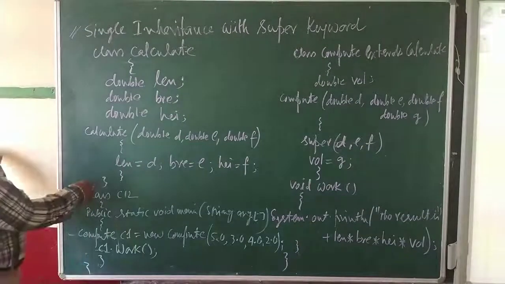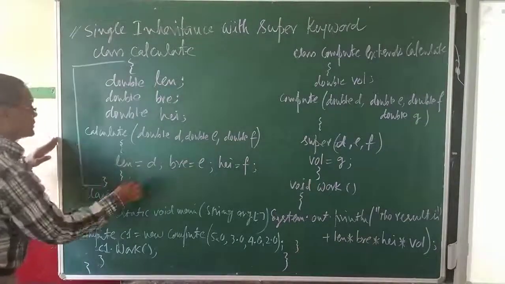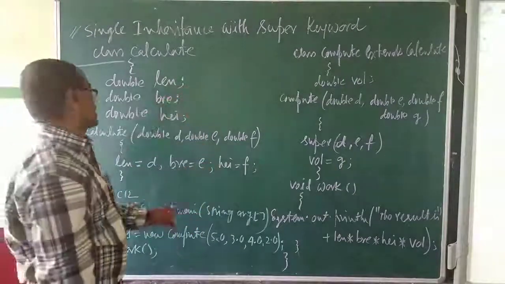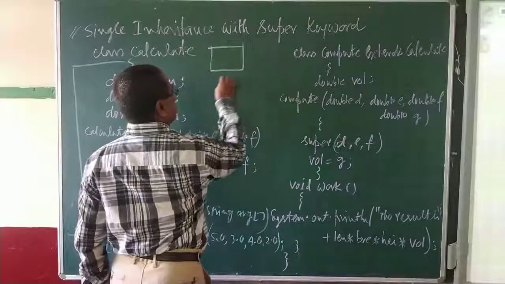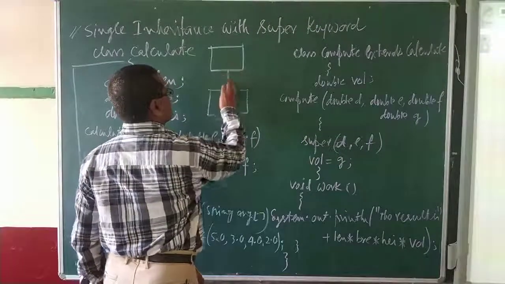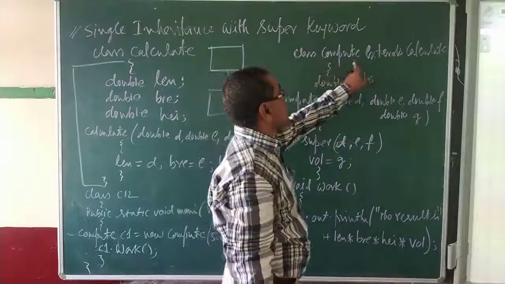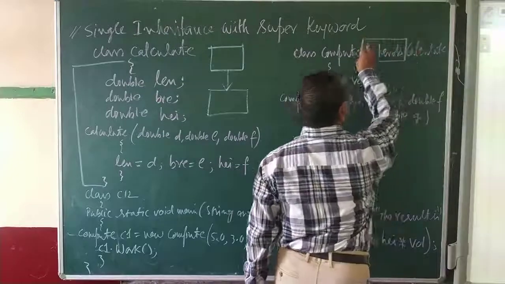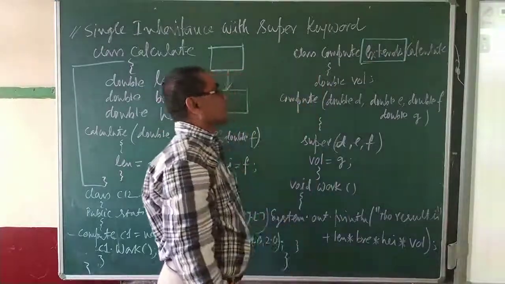Now this class closes here, remember this. This is your base class, completed. Now this is your derived class. So this is the base class, and then class compute. This is class compute extends calculate. So the extends keyword you have to use it. E-X-T-E-N-D-S, all in small letters.